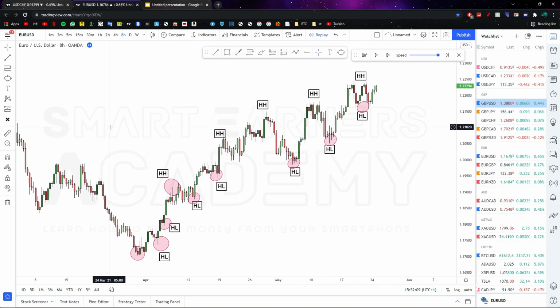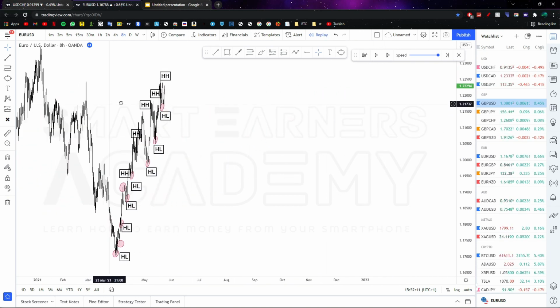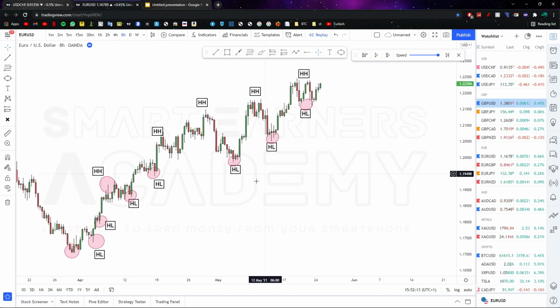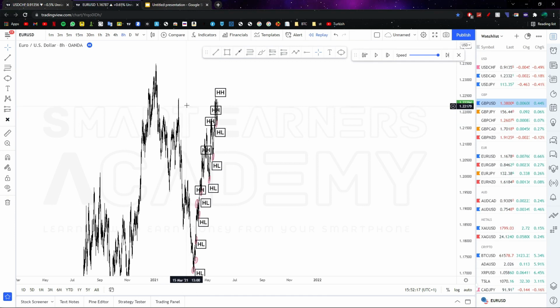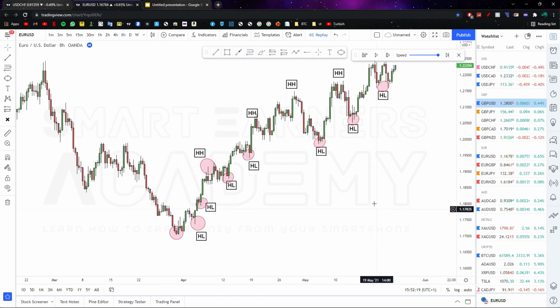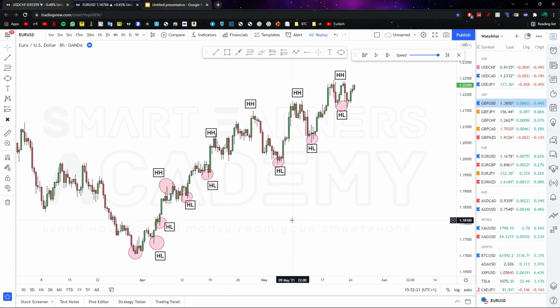Now, one thing to keep in mind is that although it may look like bullish structure from where you're looking at it from, price may also give a different direction based off the higher time frame, and that's what we're going to go over in the next section.